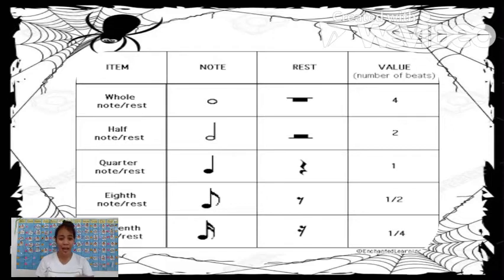Just like also half note, half rest has two beats. Quarter note, quarter rest, one beat. Eighth note, eighth rest, we have one half beat. And lastly, we have 16th note and rest, 1/4 beat. Can you still remember all of this? Very good. So at this time, let's proceed to our new lesson in music.